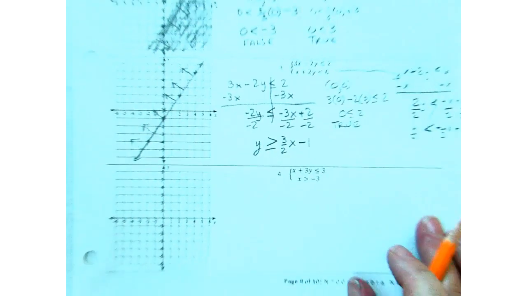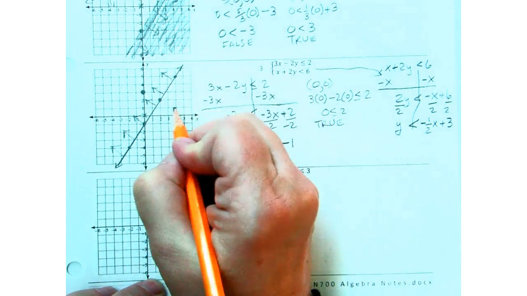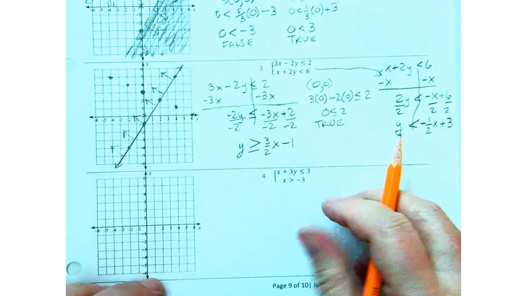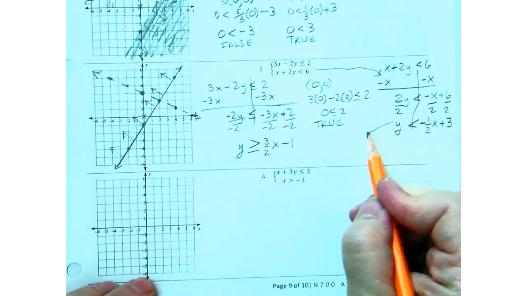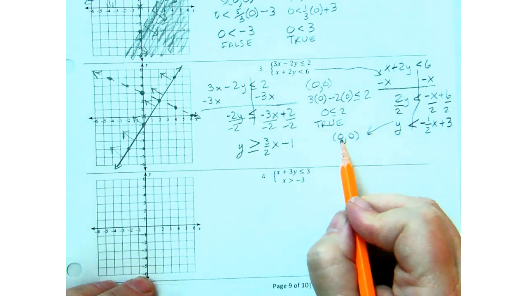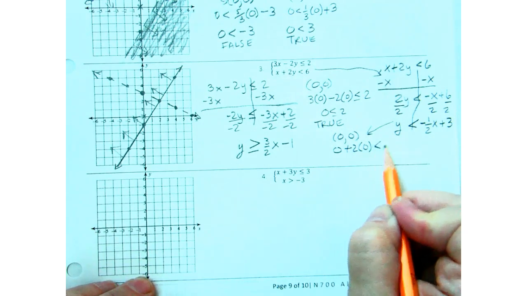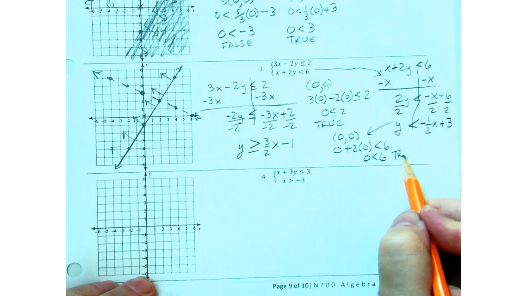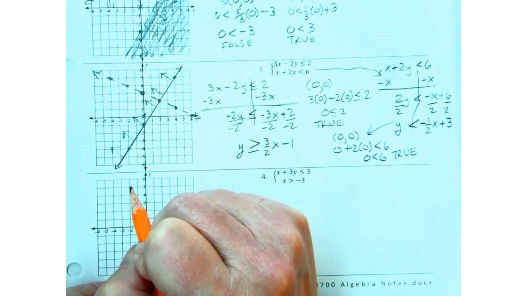Start at positive 3. Go down 1, right 2. This one is a dotted line because there is no line under the inequality symbol. Test the point 0, 0 in the original equation. 0 plus 2 times 0 is less than 6. 0 is less than 6. This is a true statement. This means the arrow needs to point towards the point 0, 0.